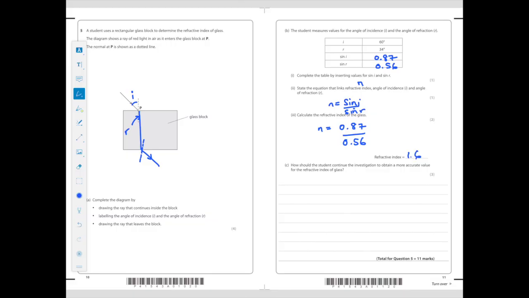How should the student continue the investigation to obtain a more accurate value for the refractive index of glass? That's worth 3 marks, so make 3 separate points. The most obvious point to make is to increase the reliability. You want to repeat and calculate an average. You want to vary the angle of incidence more, so you could do 50 degrees, 70 degrees, 80 degrees. And then next you could draw a graph plotting sine I against sine R, and remember that the gradient will give you the refractive index.